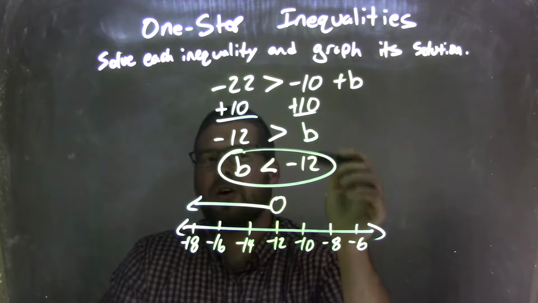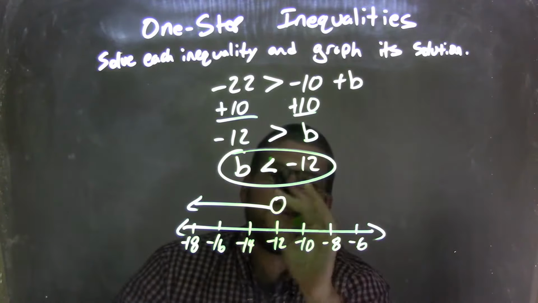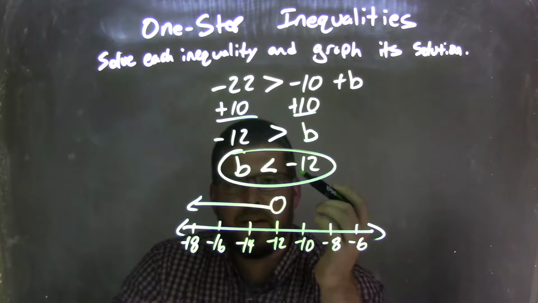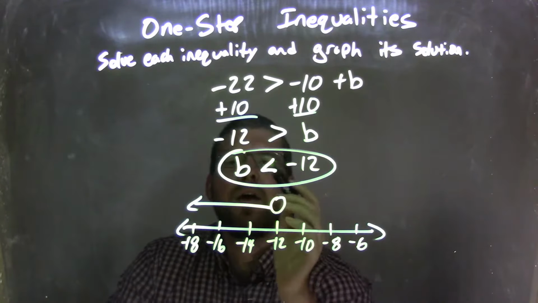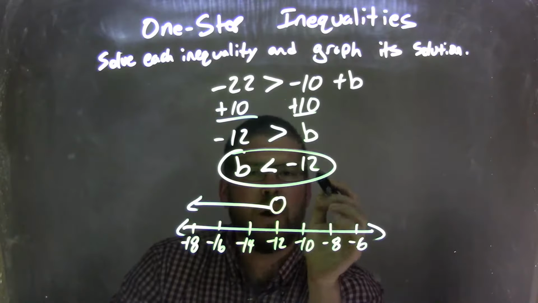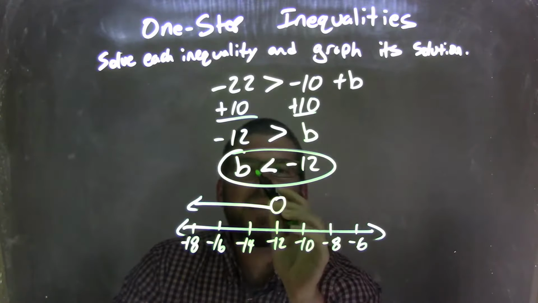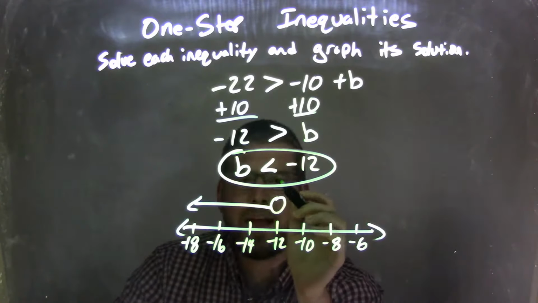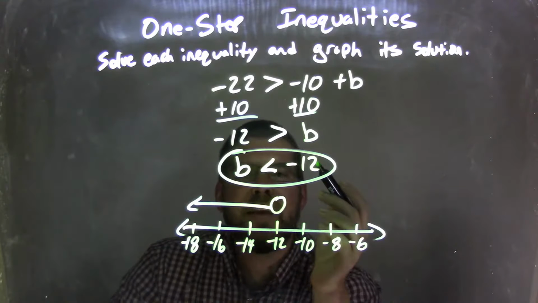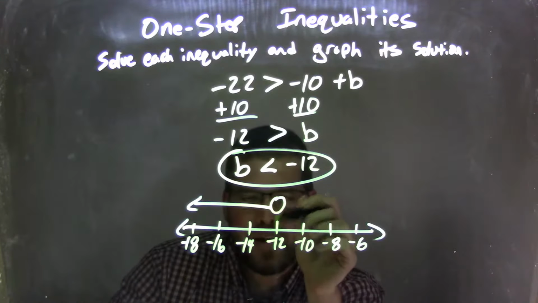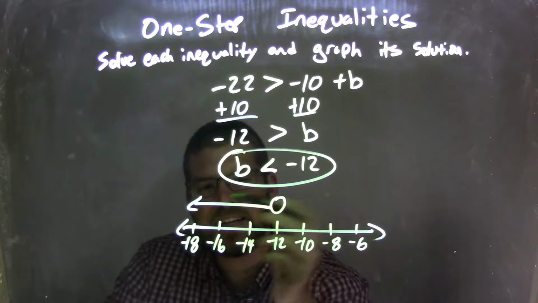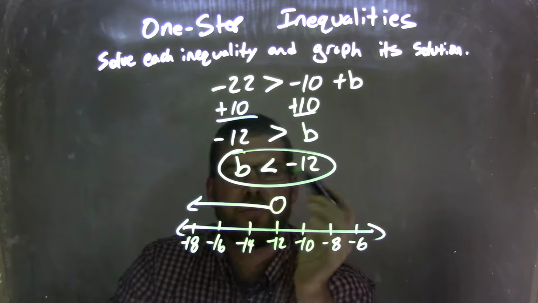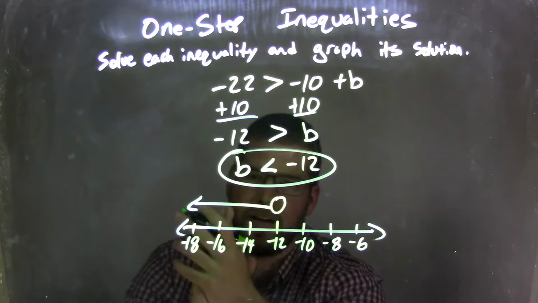Now these two statements are exactly the same. They just look a little different and are worded differently, but they mean the same thing. So we have an answer of b is less than negative 12. Now I need to graph that. Because it's not equal to, it's just less than, I have an open circle at negative 12, and since it's less than, I need to shade to the left, or draw my arrow to the left, to all the values that are less than negative 12.